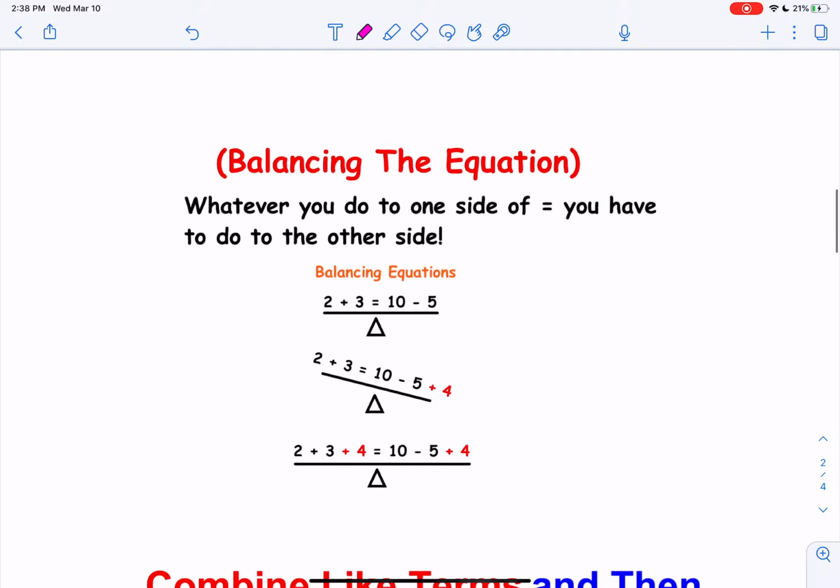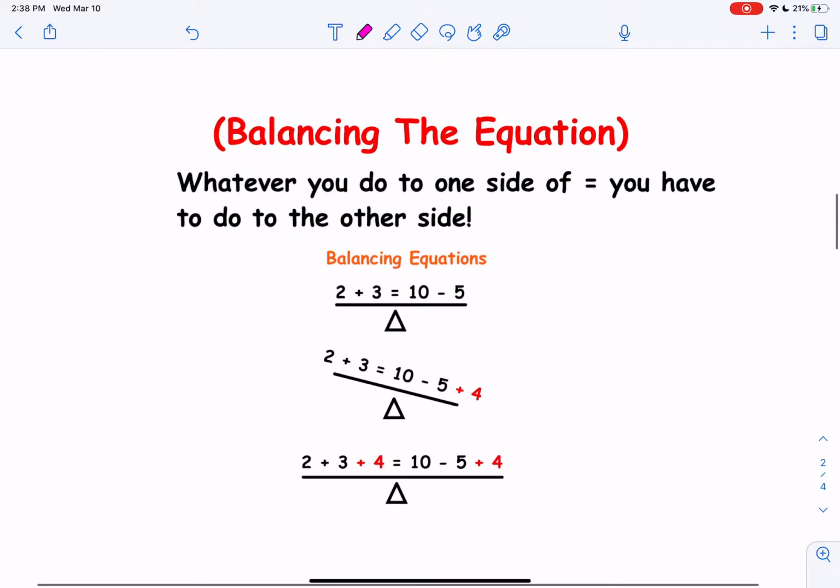Now, what do I mean by balancing an equation? It's very important when we're working on equations that we make sure that they're balanced. All right, as you can see, think of this as like a teeter-totter and the equal sign where your equation balances. On the left, you'll notice that 2 plus 3 is 5, and on the right, 10 minus 5 is also 5, so it balances.